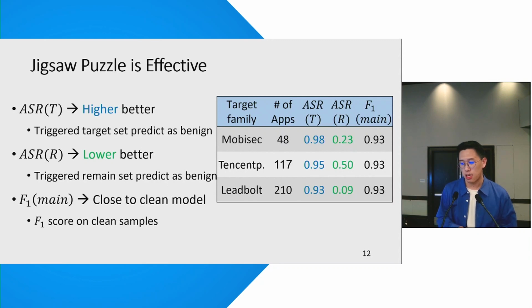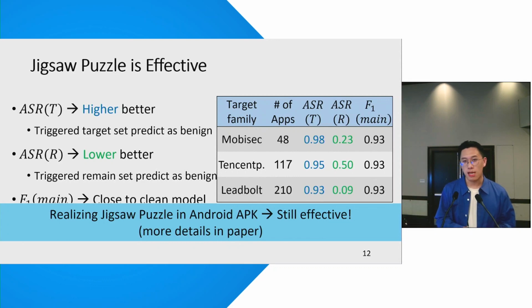You can see that Tensor Protect might sometimes get a 0.5 ASRR, which means that we accidentally protect half of the remaining set. But later experiments show that it does not affect the defense. It can still bypass the defense, so it is fine. F1 score is mostly similar to a clean model. We also realized this Jigsaw puzzle backdoor attack in Android APKs, and it is still effective. Please check our paper for more details.